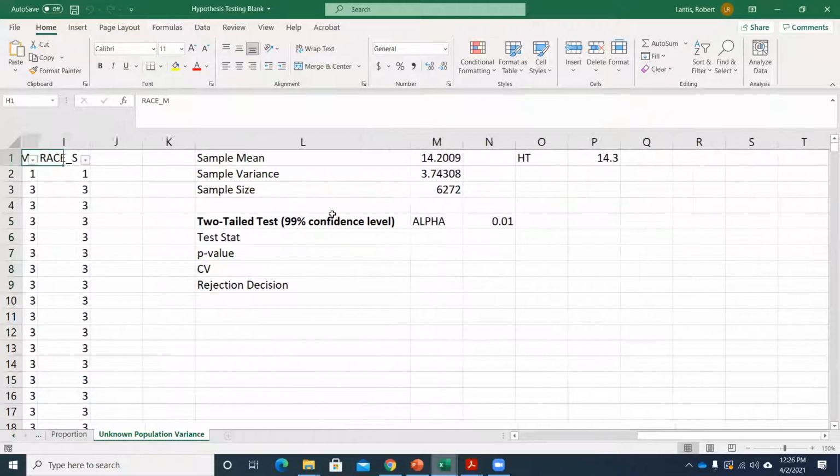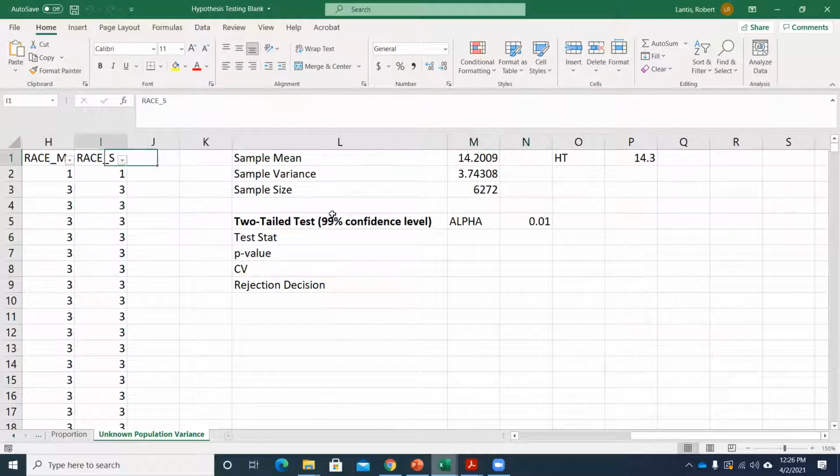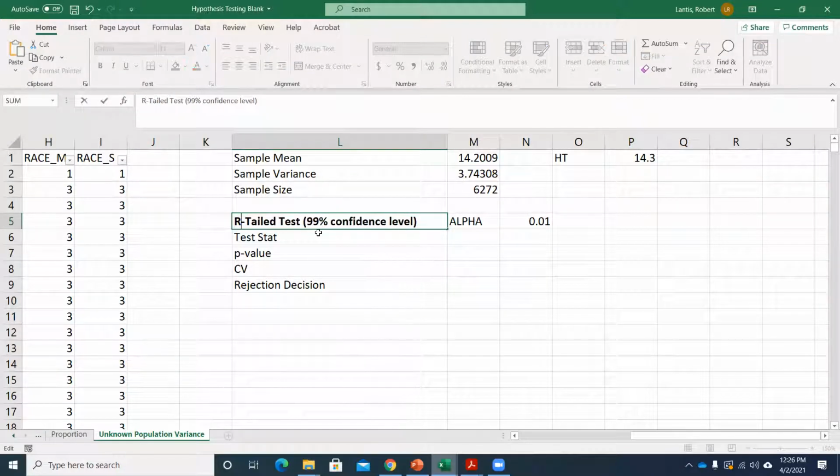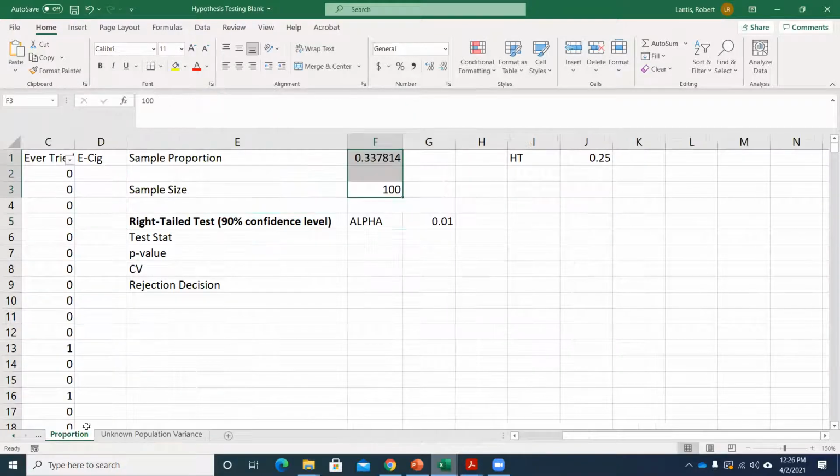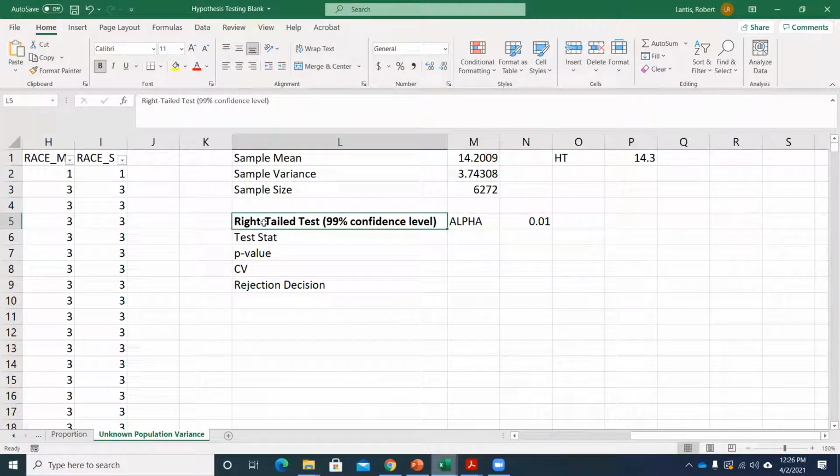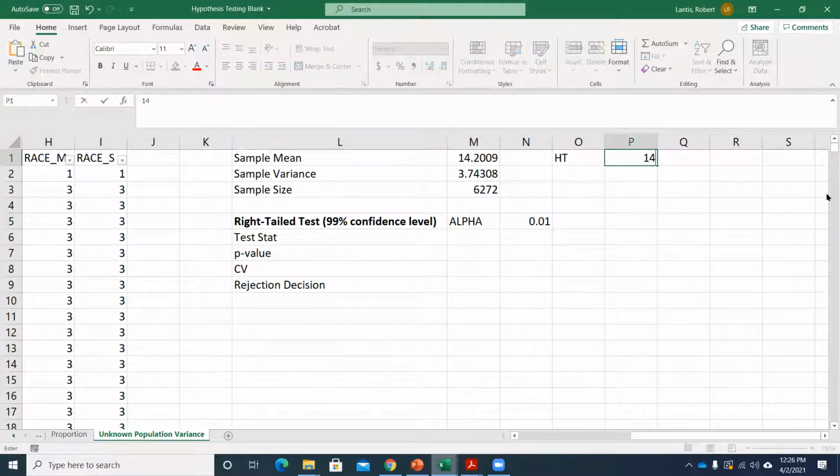So instead of a two-tailed test here, well, we'll do a two-tailed test because I'm going to change this. I don't think we've done a right-tailed test today, so I want to make sure we see a little bit of everything every day. So let's do a right-tailed test here. For the proportion, we ended up changing this the other day to a two-tailed test. So I'm going to change this one to a right-tailed test for today. So I'm going to change the hypothesis value to 14, okay?